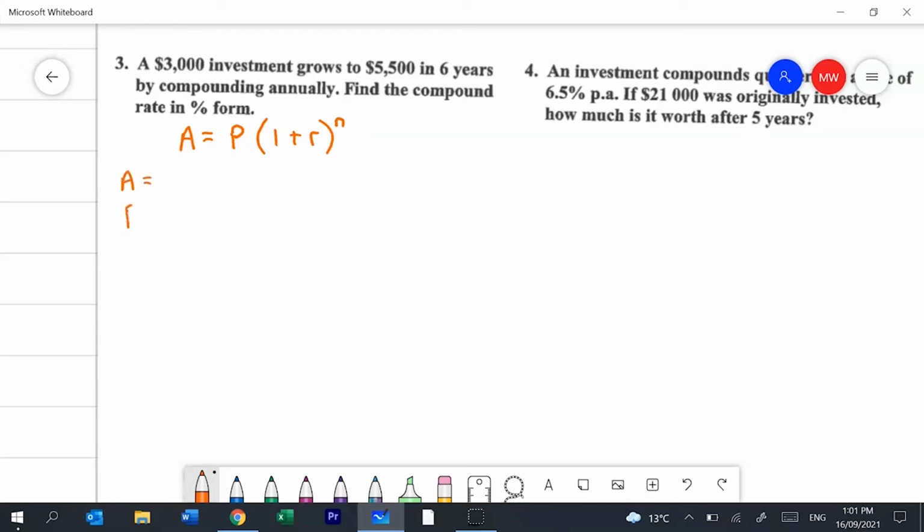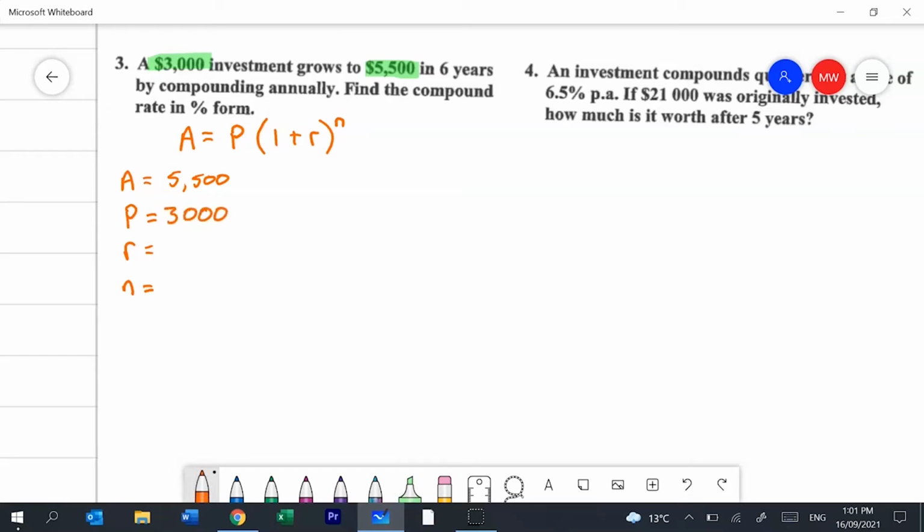So we need to know what A is, P is, R is, and N is, so that we know what we're doing before we start. So let's work this out. We have got the account balance at the end, so we've got 5,500. So that's this one here. This is what happened at the end. What else have we got? We've got the principal amount. That's the amount that they started with. So they had a $3,000 investment. So this is 3,000.